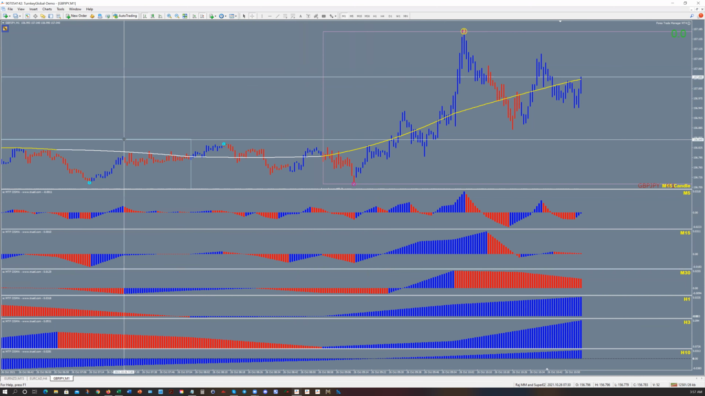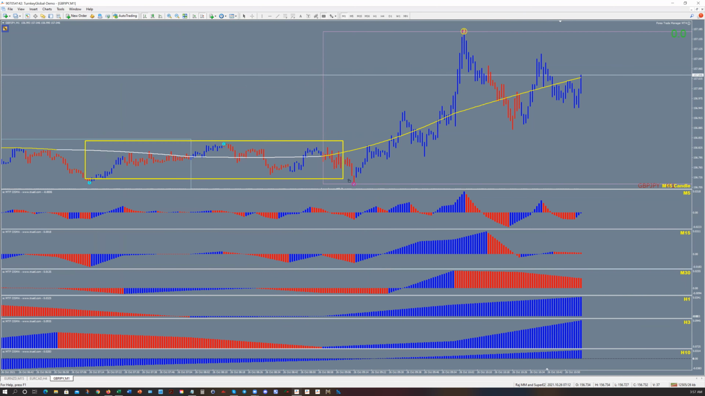Look at what happened. It changed. Obviously changed somewhere in here. But look at what happened to the price. Did he make any good pips? No. As soon as it changed, look what happened.